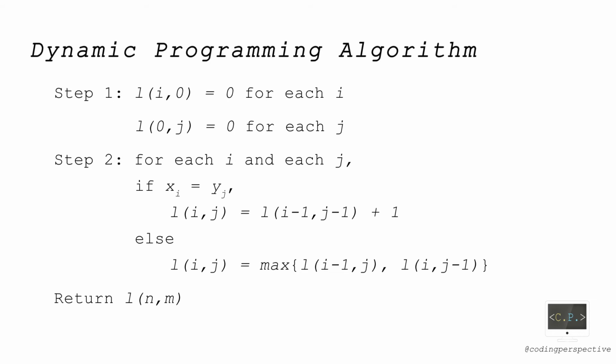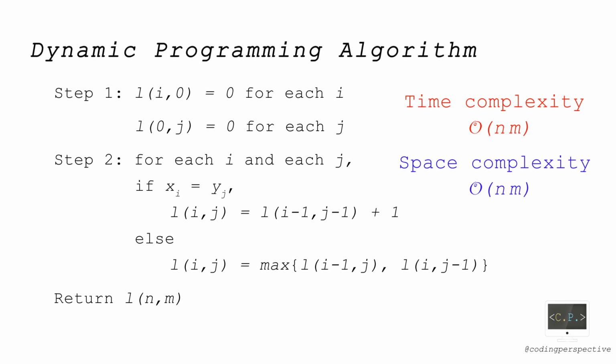In terms of the structure, it's a simple algorithm. Its time complexity is order of n times m, as we iterate over sequences from x1 to xn and from y1 to ym. And its space complexity is also order of n times m, since we must store L(i,j) for each i from 0 to n and each j from 0 to m.